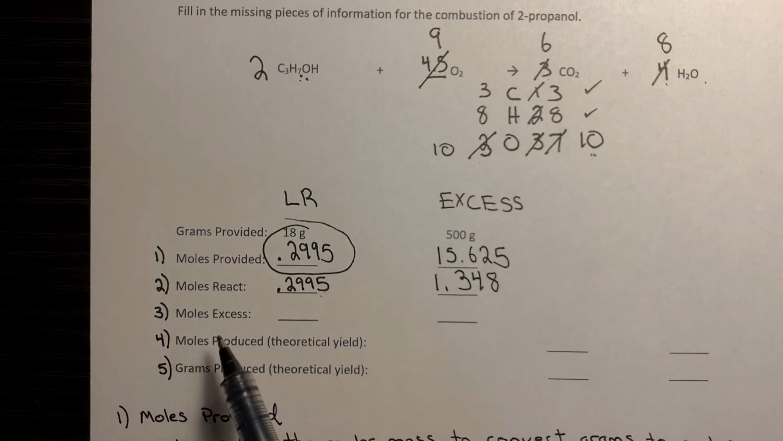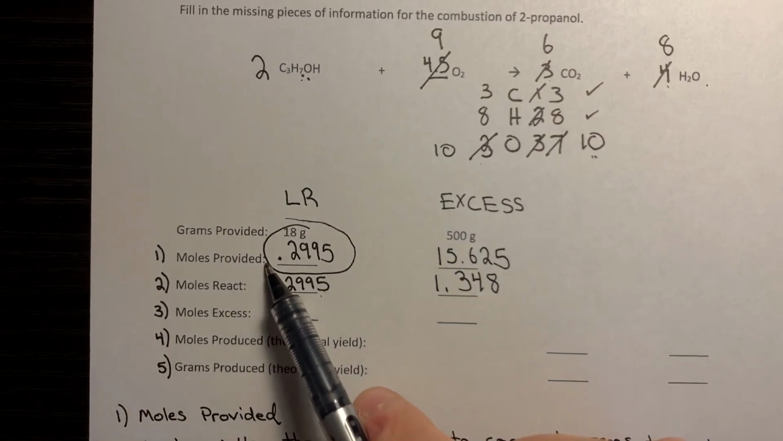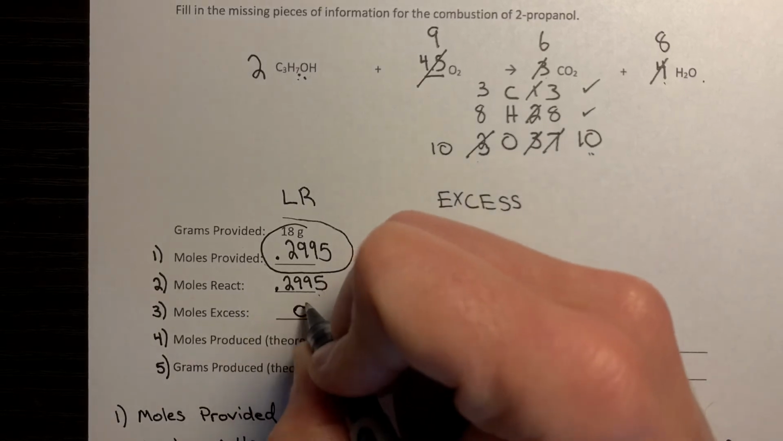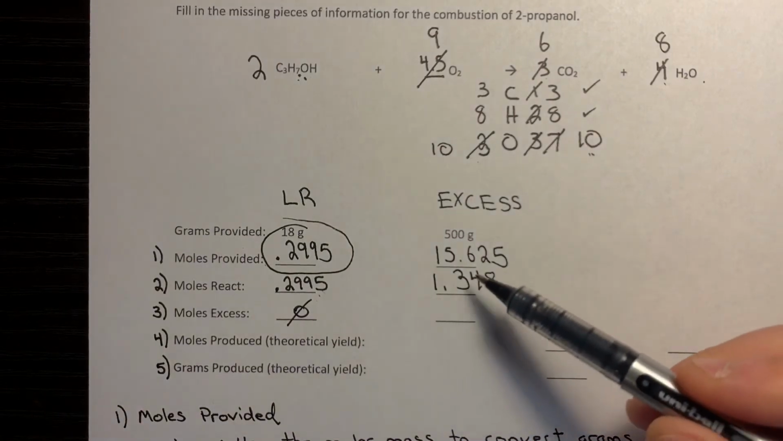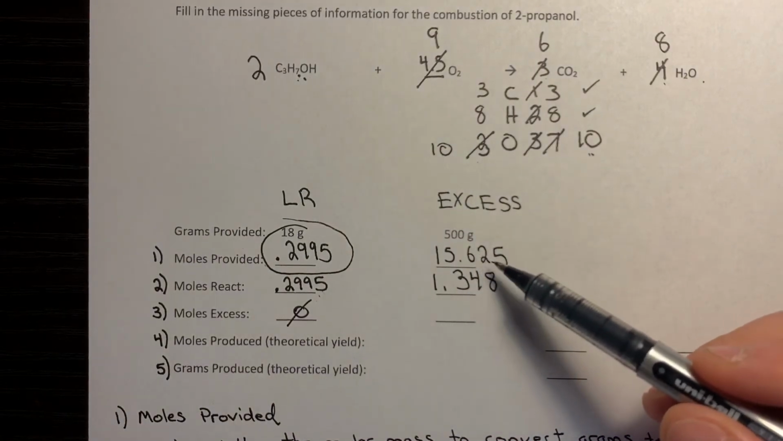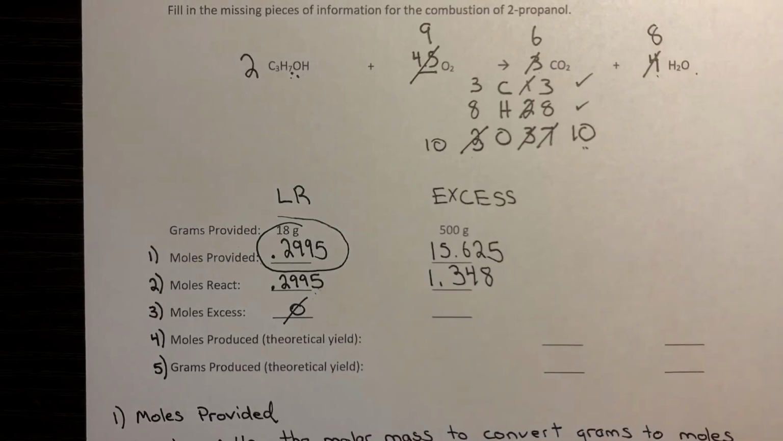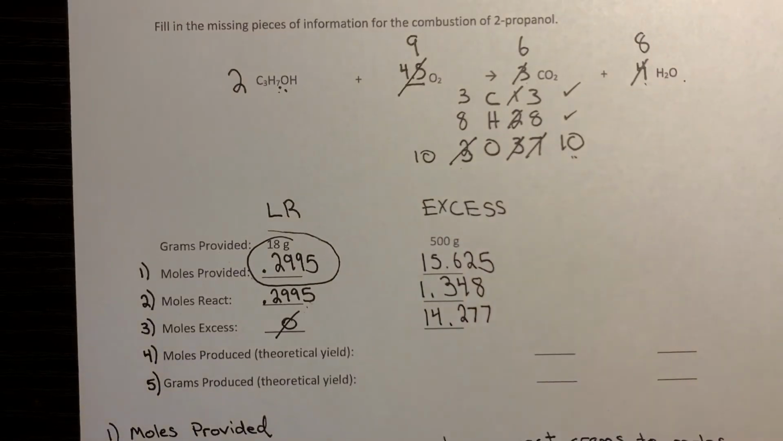As far as step 3 goes, the moles that are in excess, well, you basically take the moles that are provided and you subtract from it the moles that react, which means the limiting reactant is always going to have 0 in excess. To figure out the amount of moles of excess here, we simply take the 15.625, subtract from it the 1.348, and we arrive at 14.277 moles of oxygen, okay? Significant amount of moles in excess.